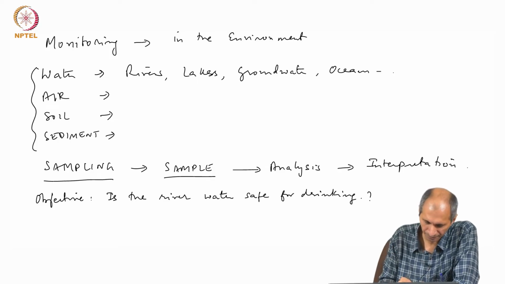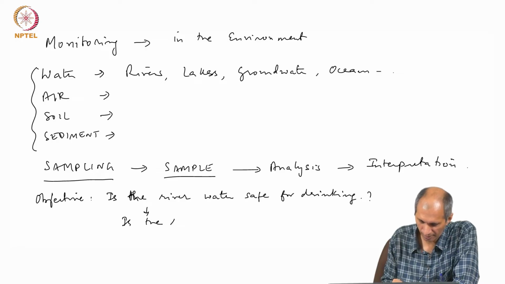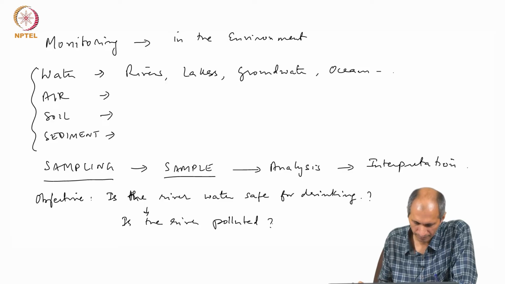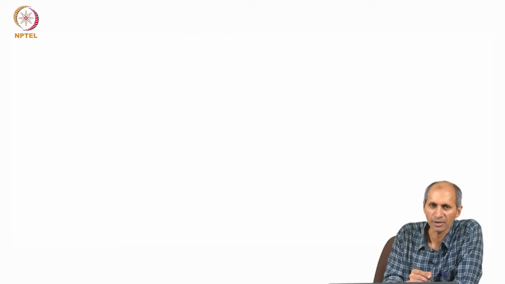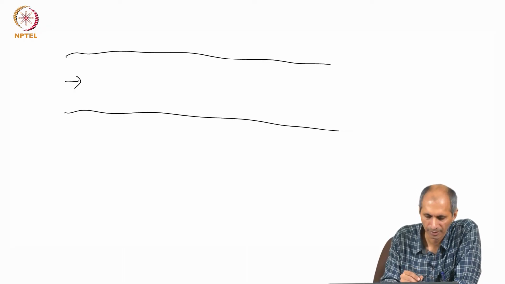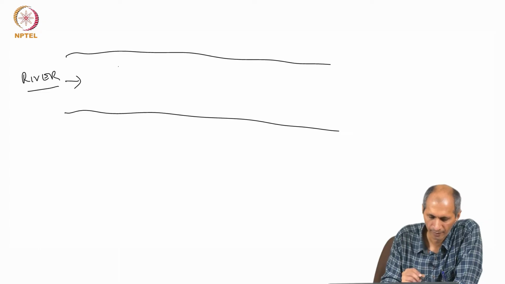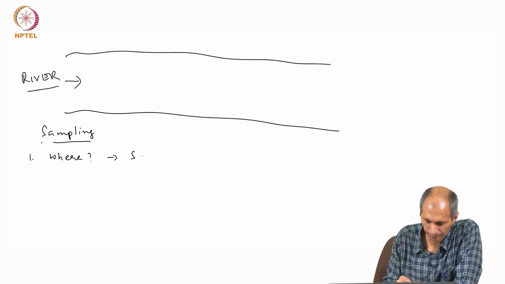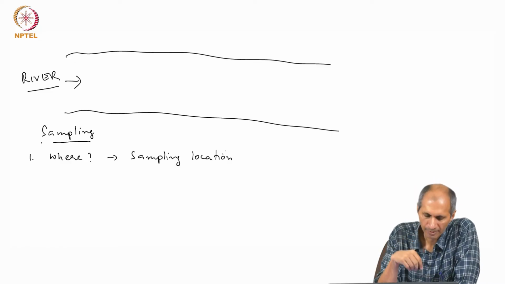The follow up question will be, is the river polluted? Now, in this question, where will you sample? I have a river that is flowing. Then I need a sample of water from this. So, where will I sample? So, the question is the sampling location. Where will I sample in a river?